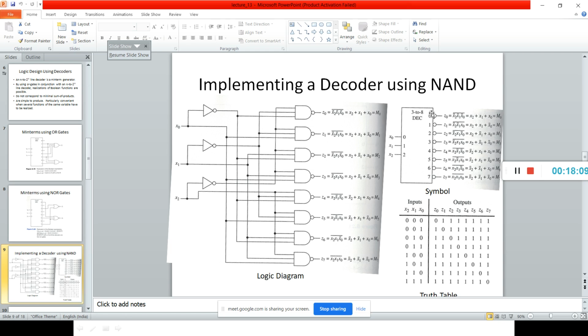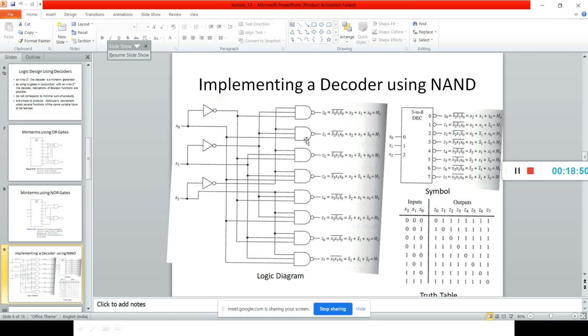Similarly, it is an active low decoder, so only the bubble is there. For a particular combination x2, x1, x0 of 0, 0, 0, when you apply the input 0, 0, 0, the z0 output line is selected. All others are not selected. Similarly, 0, 0, 1, z1 is selected. All others are not selected. Since it is an active low decoder, it is a 0 here in this diagonal. You can see it is active when it is low. Low means it is logic 0.